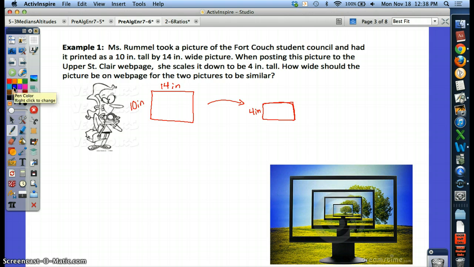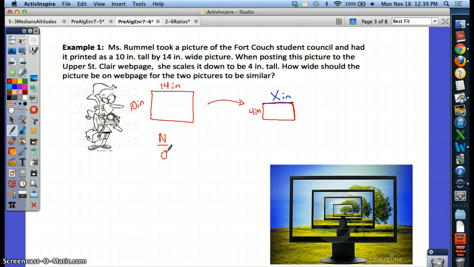When you don't know something in math, what do you use? A variable. So let's make it x. It's going to be x inches, but I'm not sure how wide it should be to keep the picture proportional. We can set up a proportion to find this. These two objects are similar figures, and we know that for similar figures, the ratios of the corresponding side lengths form equivalent ratios. So let's write a ratio for the corresponding sides. Remember, I always like to set it up as new over old.